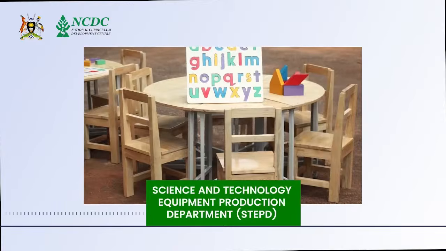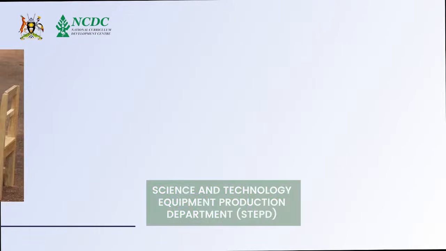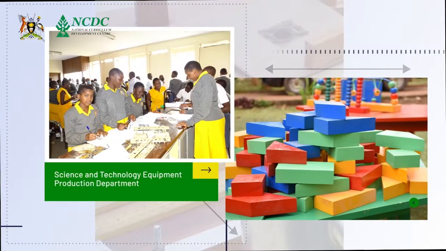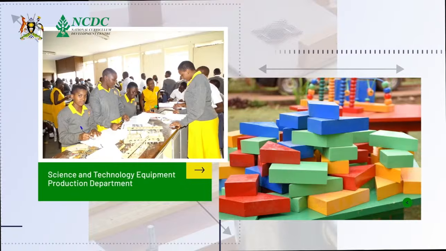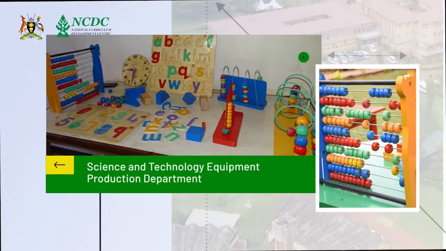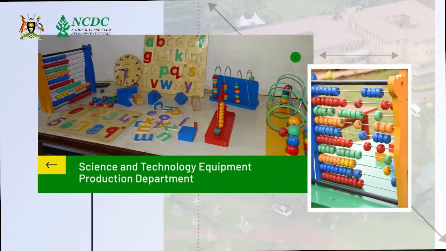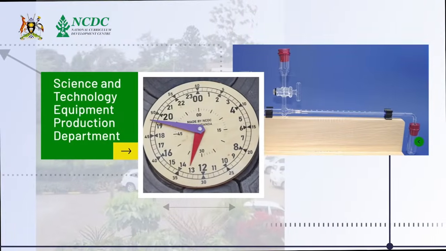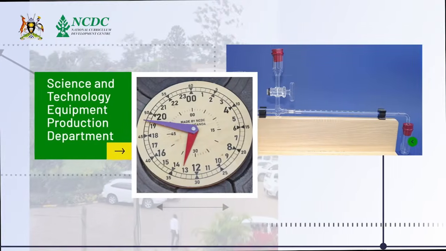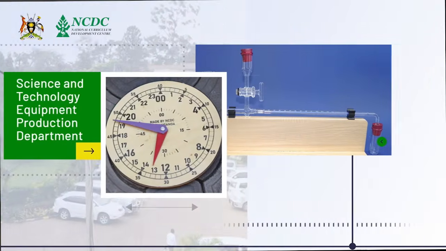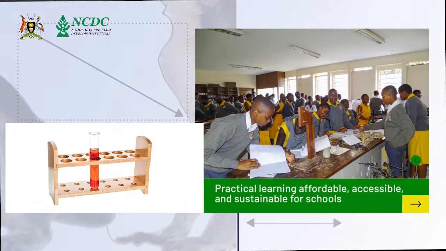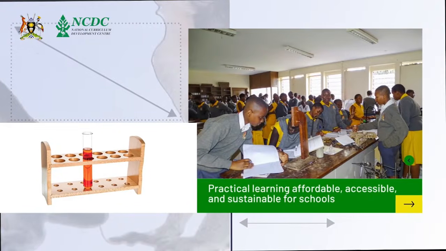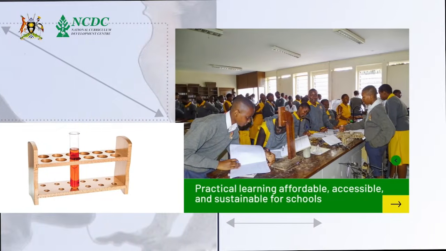Did you know that some of the science equipment used in Ugandan schools is designed and produced right here at the National Curriculum Development Center, NCDC? We strengthen the practical teaching of science and technology across Uganda's education system by designing and producing local science and technology equipment using locally available materials whenever possible. This approach makes practical learning affordable, accessible, and sustainable for schools across the country.